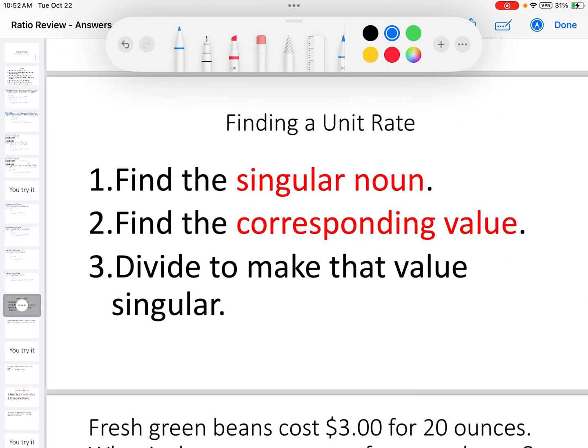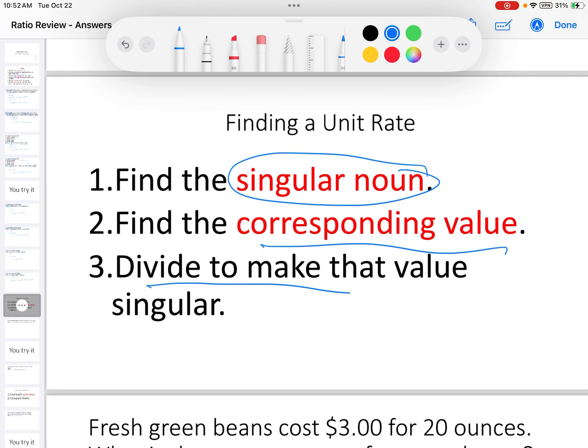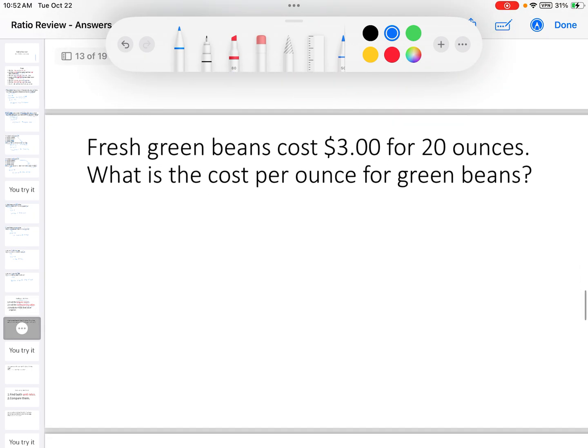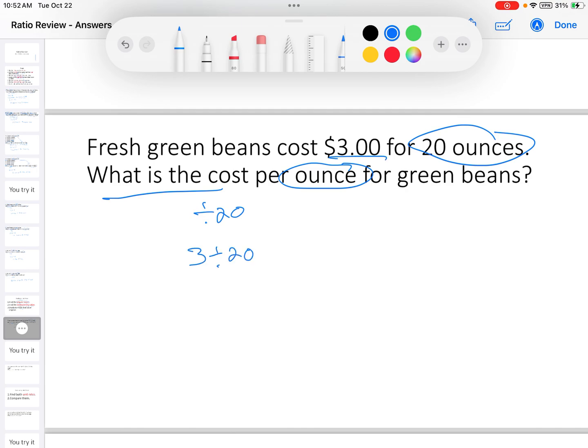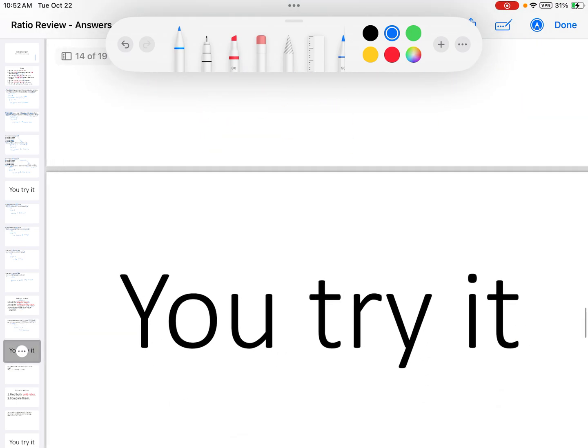Okay, now we have to find a unit rate. You're trying to go to the singular noun. What does it say one of? You find the corresponding value, you divide to make that value singular. Right, this is ounce. Ounce is singular. This is 20 ounces. To go from 20 ounces to 1 ounce, you divide by 20. This says what is the cost? This says $3. 3 divided by 20 is 0.15, so it is $0.15 per ounce. Divide. Find out the unit rate.